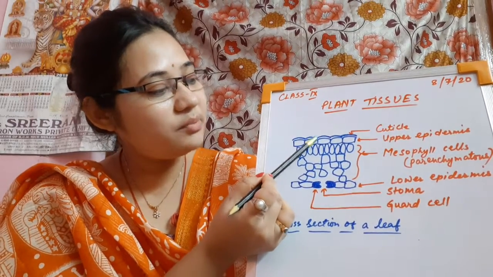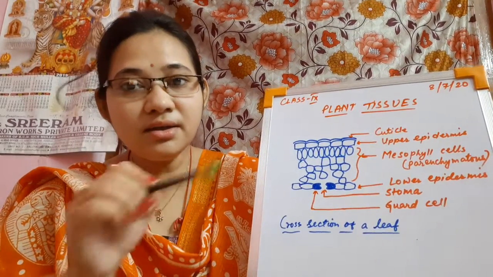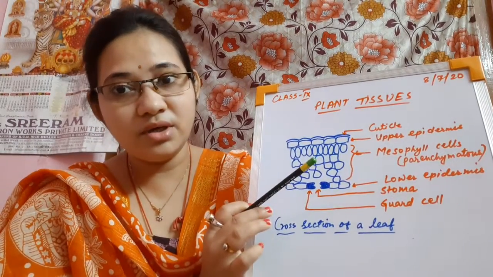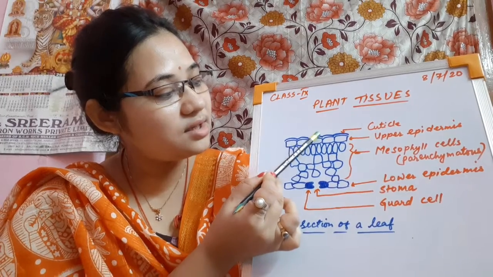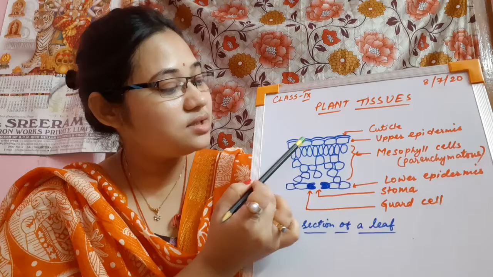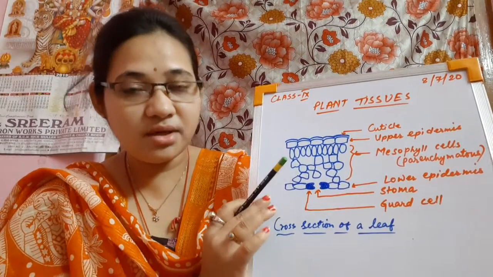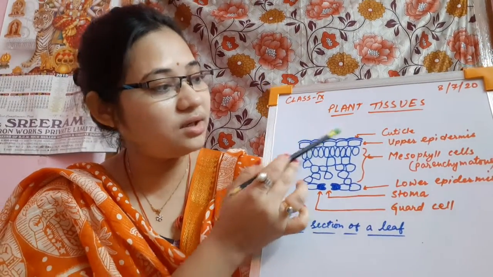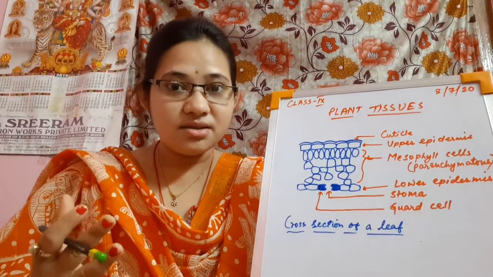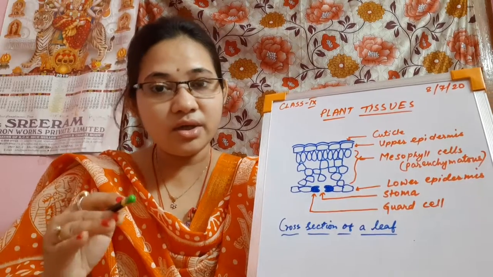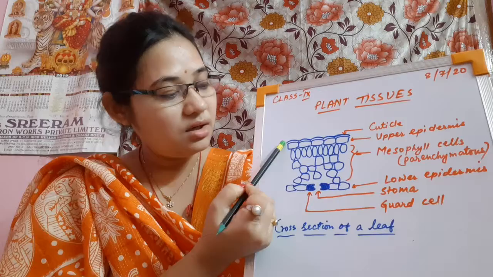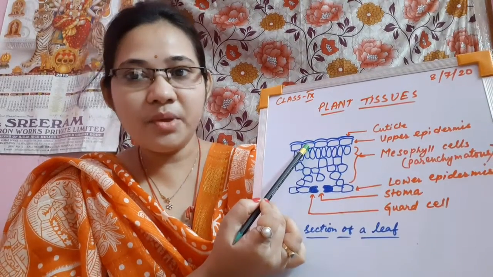Just above the epidermis, sometimes another covering is present where deposition of cutin is found. This outer waxy, water-resistant layer is called the cuticle. It lies outside the outer epidermis. In plants such as cactus, if you touch the leaves, you can feel a waxy coating. That is the cuticle, made of deposition of cutin. So, cuticle, then the upper epidermis.